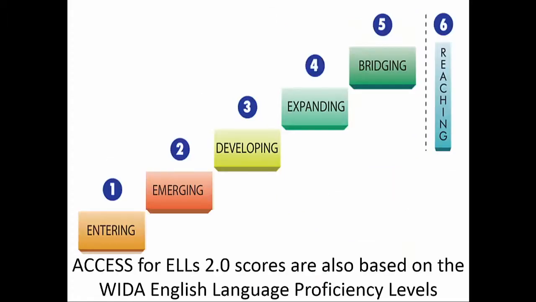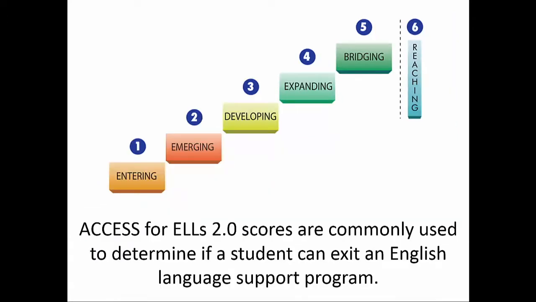The scores reported by the Access for ELLs 2.0 test are also based on the WIDA English language proficiency levels. The WIDA English language proficiency levels describe what English language learners at each level can do with language when they have the appropriate supports or additional help. It is also important to know and understand what the Access for ELLs 2.0 scores mean, because they are based on the WIDA levels of English language proficiency and are commonly used in the WIDA consortium to establish exit criteria for English language program support.